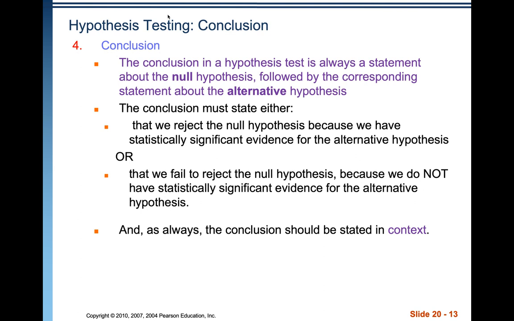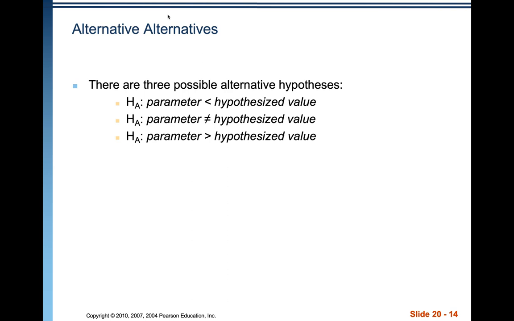And again, that last part where you're making your statement about the alternative, that's a great place to put the context. There are actually 3 different possible alternative hypotheses. We could believe that the parameter is actually less than p naught, the hypothesized value. The parameter is not equal to the hypothesized value. We don't know whether it's greater than or less than, we just believe that it's different, okay? Or that we believe it's greater than the hypothesized value.